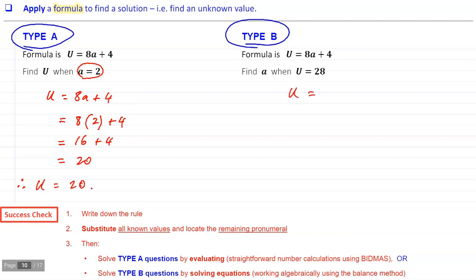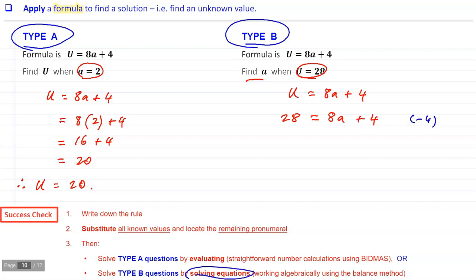Type B. First step, write down the rule. Step 2. Substitute in the known values. On the left-hand side, U equals 28. And on the right-hand side, A is unknown.